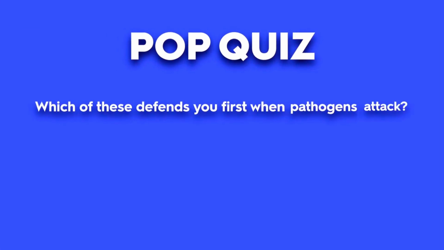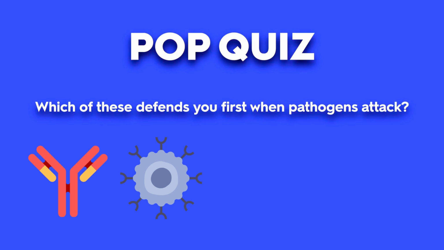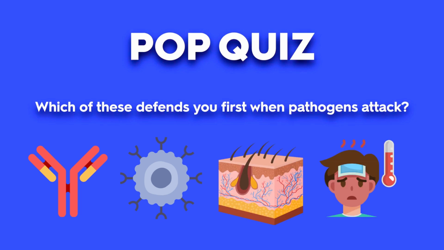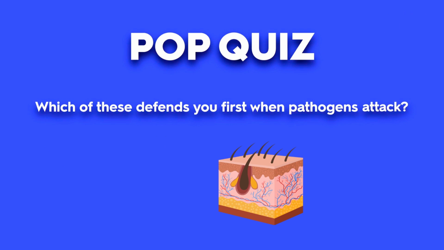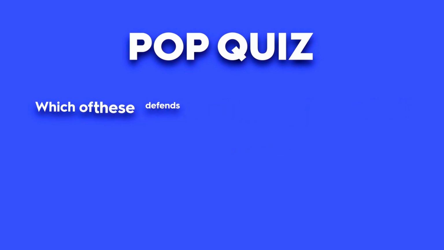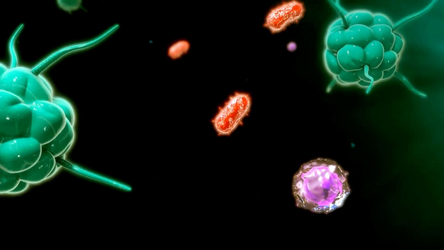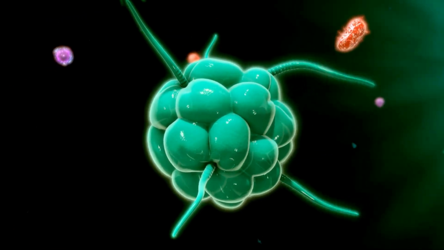Which of these defends you first when pathogens attack? Antibodies, T cells, skin, or fever? The correct answer is skin, your first barrier against infection. Let's see how the rest of the immune system follows.